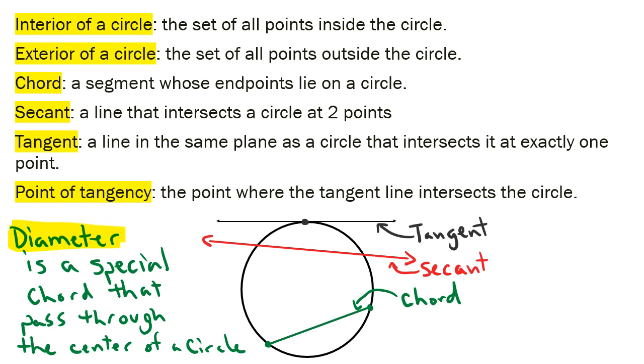Now, you've actually dealt with chords in the past. You've dealt with a diameter. A diameter is a special chord that passes through the center of the circle.